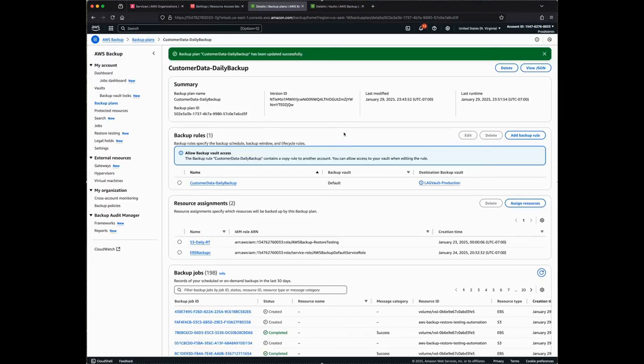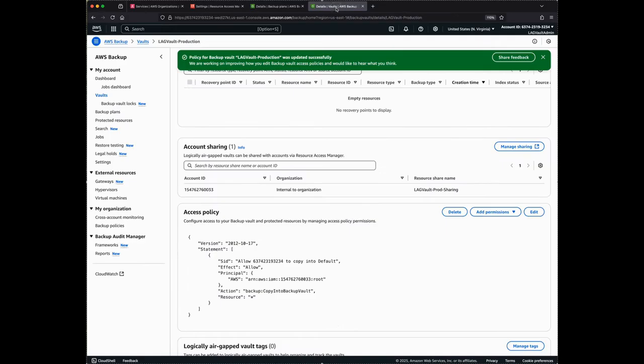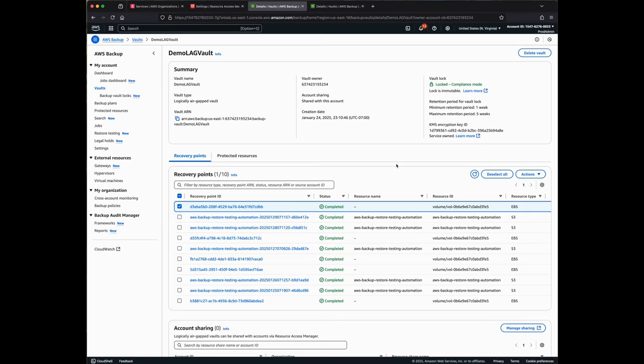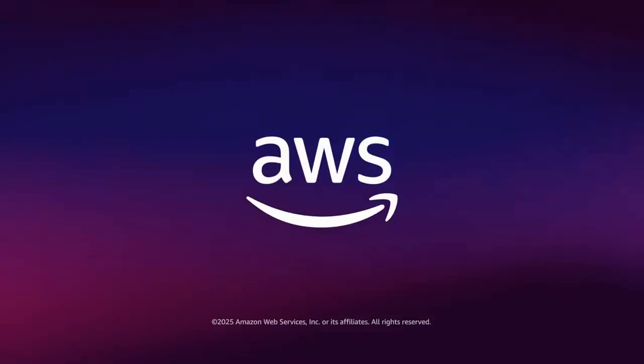The demonstration also includes navigating among different lag vault accounts and reviewing recovery points, enabling users to manage their backups effectively across multiple accounts. In conclusion, the video reinforces the utility of AWS Backup lag vaults, highlighting their critical role in restoring recovery points and ensuring data availability.